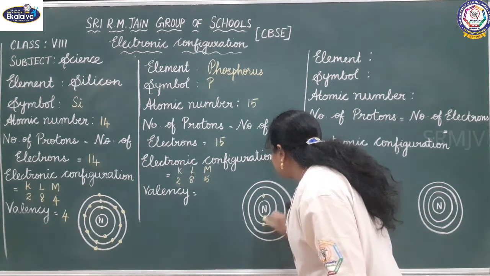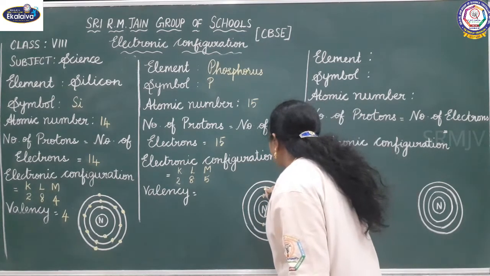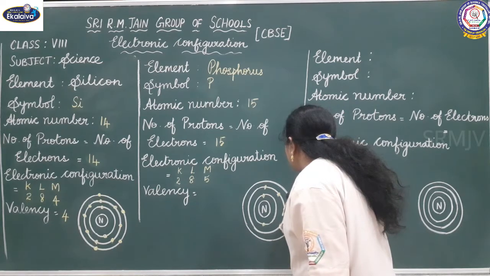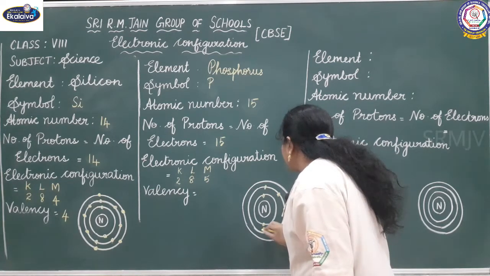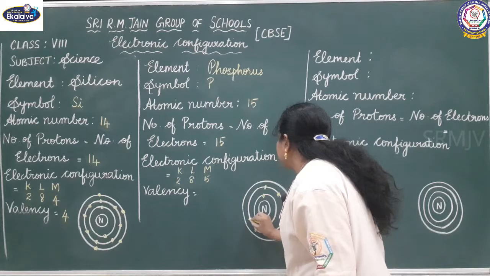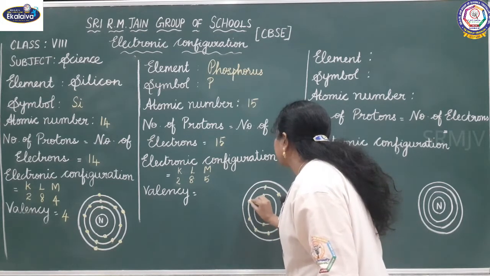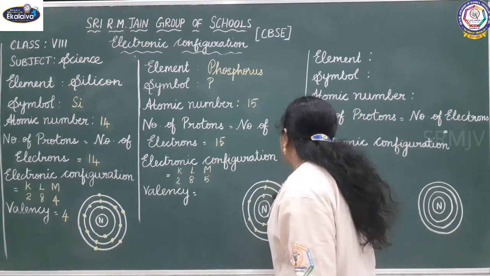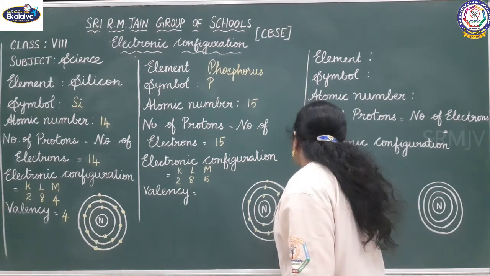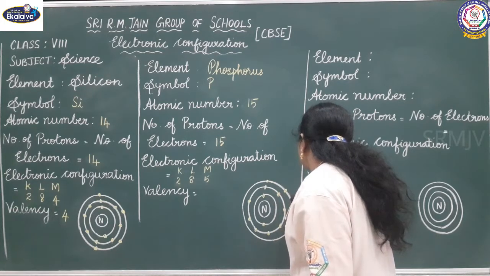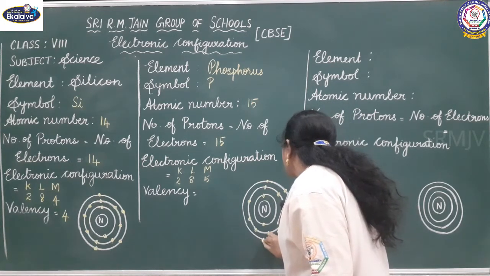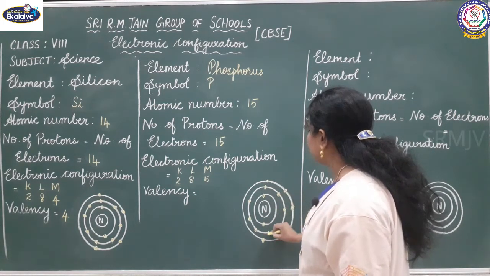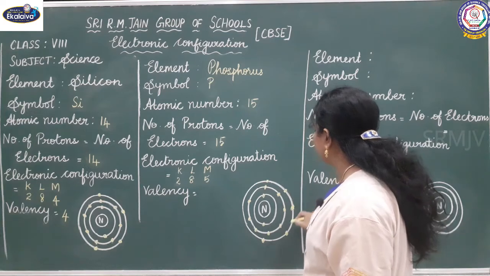So 2 electrons in the K shell. 8 electrons in the L shell. Remaining 5 electrons in the M shell. So 2, 8, 5, making 15.